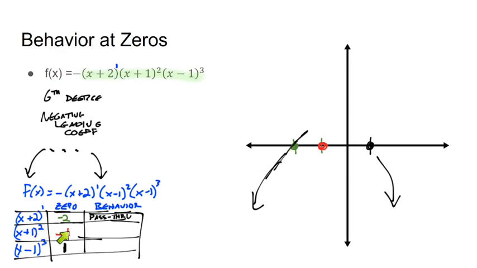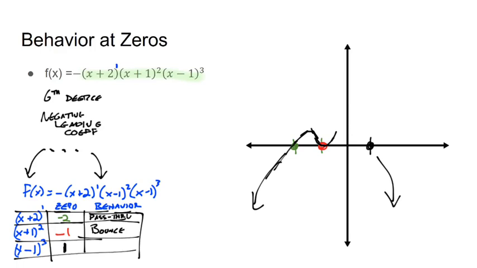Then we have our second 0, the -1, this one right here. That 0 is squared. It's a multiplicity of 2. That means it's not going to pass through, but it's going to have what I call a bounce. Meaning our graph is going to come back down and it is going to touch at that -1, but it's going to bounce there and come back up. Okay?